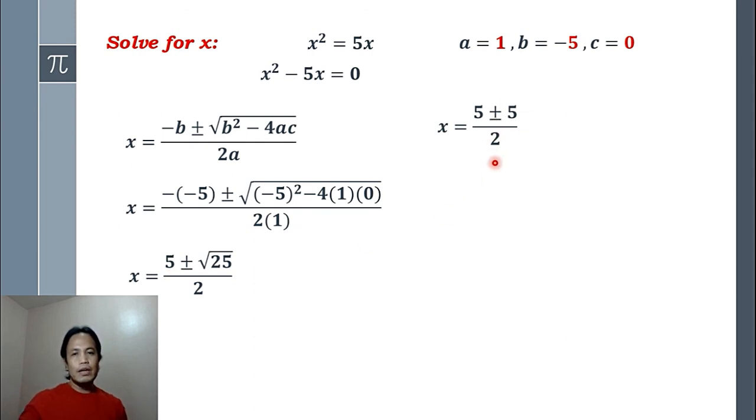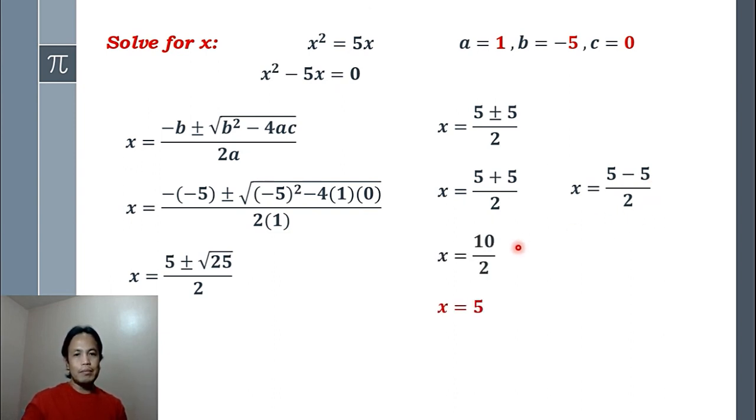Then we break the two values, the plus and minus. So we have 5 plus 5 over 2. And the second one is 5 minus 5 over 2. 5 plus 5, of course, is 10. 10 divided by 2 is 5. So the first value would be x equals 5. The second value, 5 minus 5 is 0. And 0 divided by any number is 0. Meaning, the values for x for this quadratic equation are x equals 5 and x equals 0.